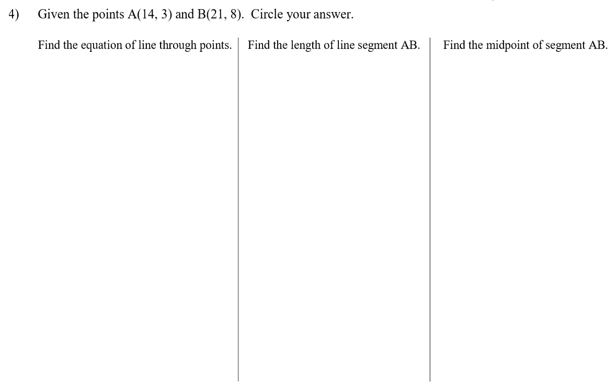In question 4, we're given points A and B. A has the coordinates 14, 3, and B has coordinates 21, 8. And we're asked to find three different things. We're asked to find the equation of the line that would pass through both of those points. We're asked to find the length of line segment AB. How far is it to travel from A to B? And then finally, we're asked to locate the midpoint of segment AB.